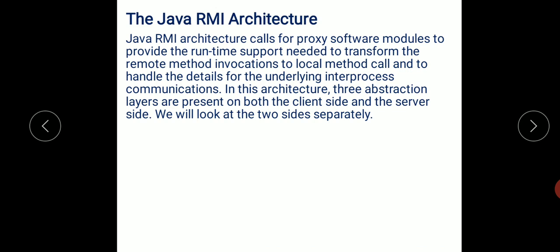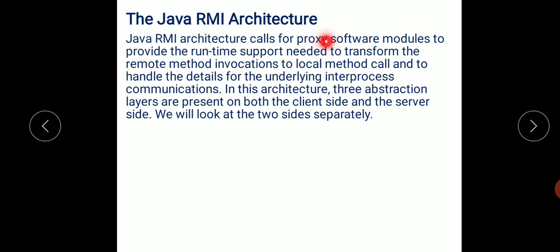Now the Java RMI architecture. The Java RMI architecture calls for proxy software modules to provide the runtime support needed to transform the remote method invocations to local method calls and to handle the details of the underlying inter-process communications. In this architecture, three abstraction layers are present on both the client side and the server side. There is a proxy software module on both sides.